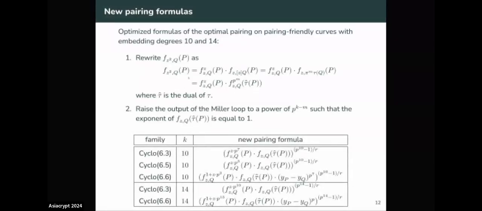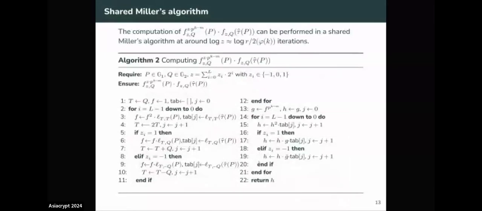Based on these 2 steps, we can obtain these new pairing formulas. In this algorithm, we show how to compute the main part of the Miller loop for the new pairing formula, and we only need to perform around the number of these Miller iterations.